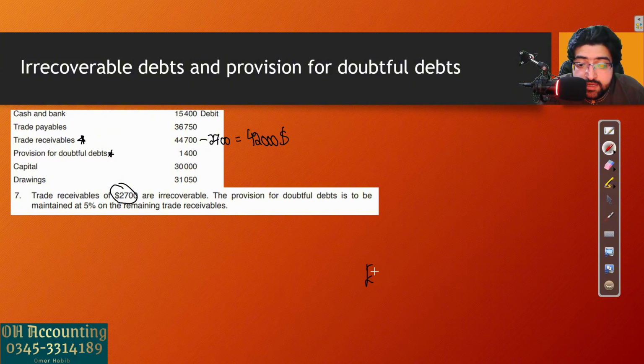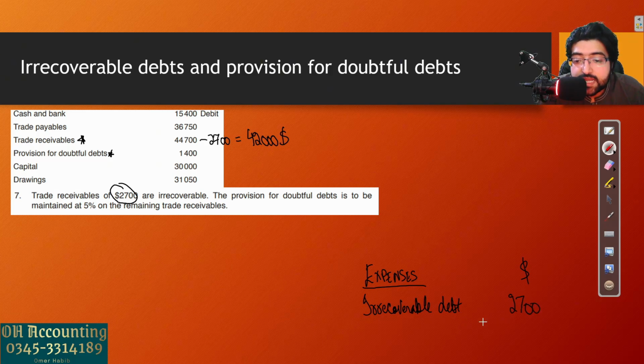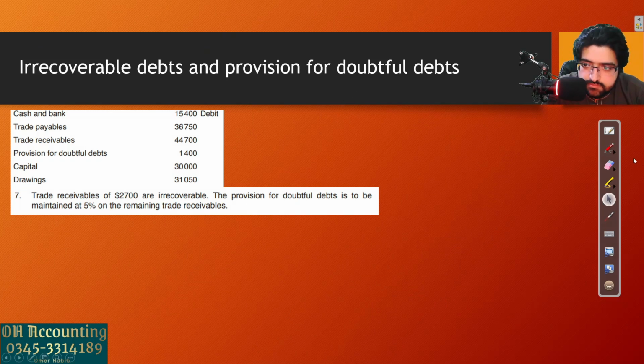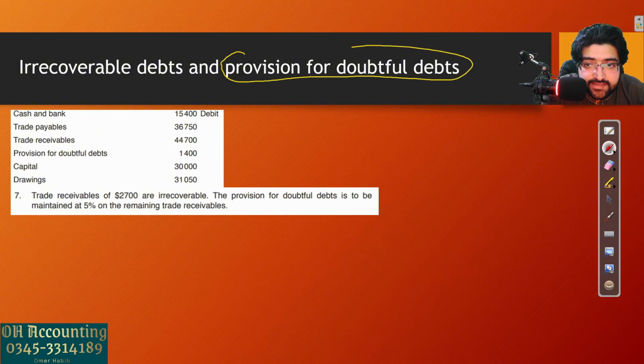This will go in the expenses section of your income statement as irrecoverable debt. Okay. When you're listing down all the other expenses, you will also list 2,700 irrecoverable debt in the expenses section of the income statement, because the business will consider this as an expense of the business now, right? Okay. Now let's look at provision for doubtful debts.